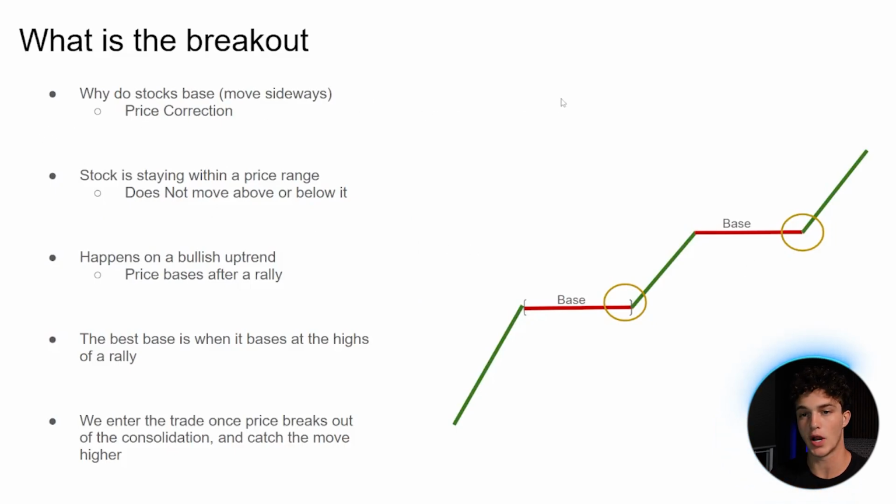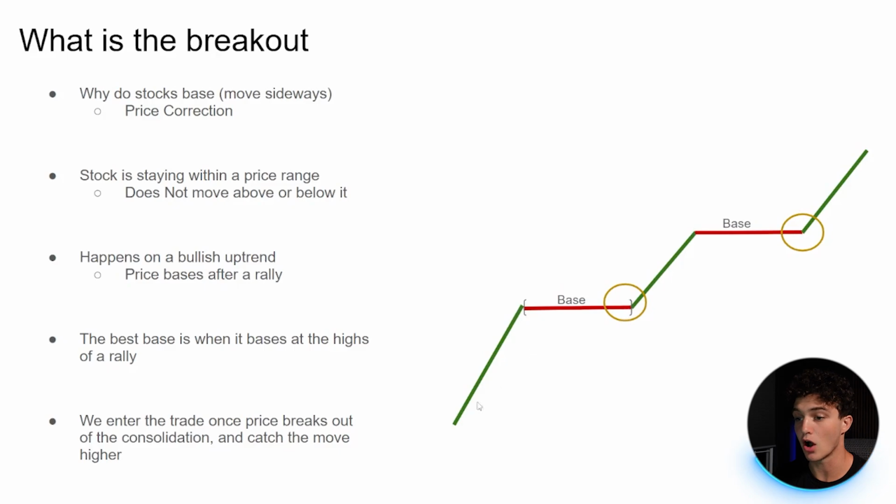So what is a breakout? Let's get a little more into depth. Why do stocks move sideways? They move sideways because they have to correct in price. So it's when the stock is staying in the same price range and it does not move below it and it does not move above it. It's moving sideways in the same price range. So we enter when it breaks the base that it created.